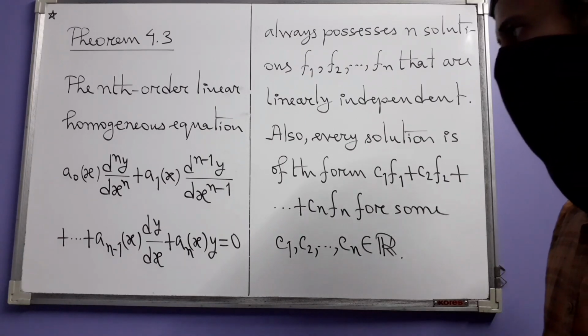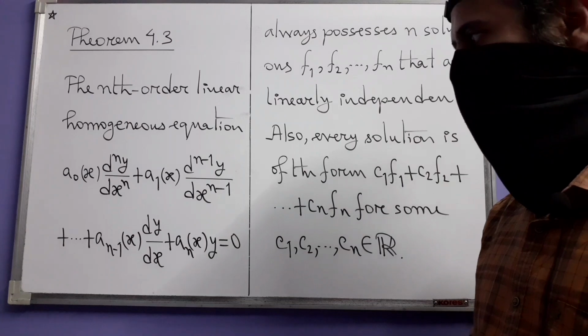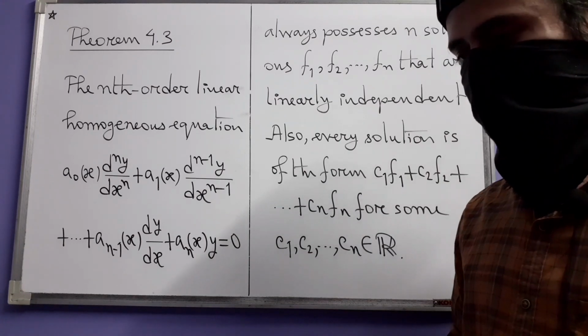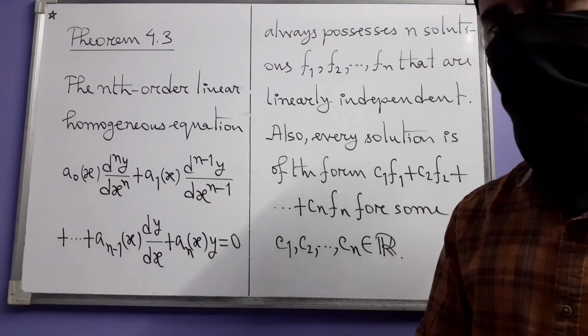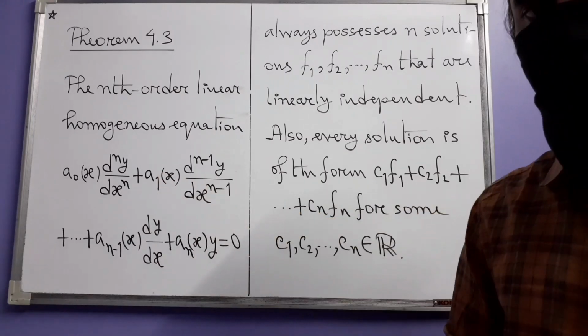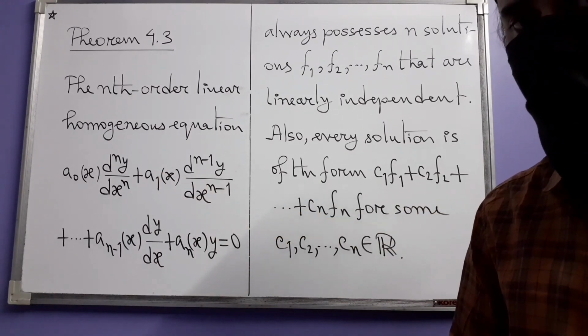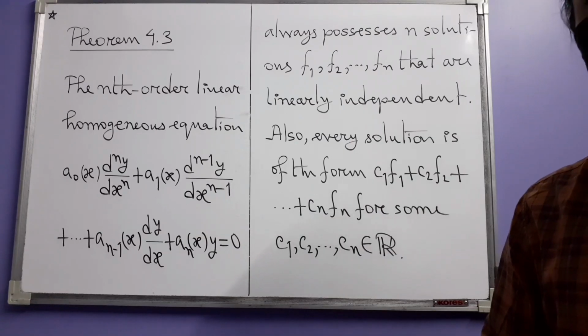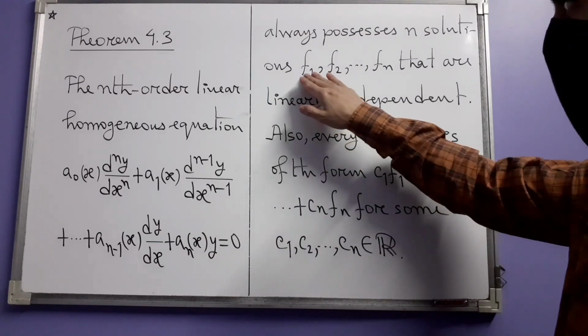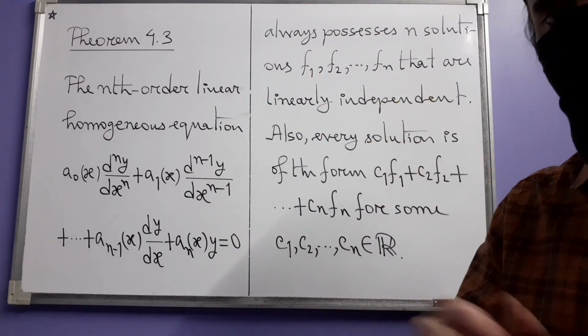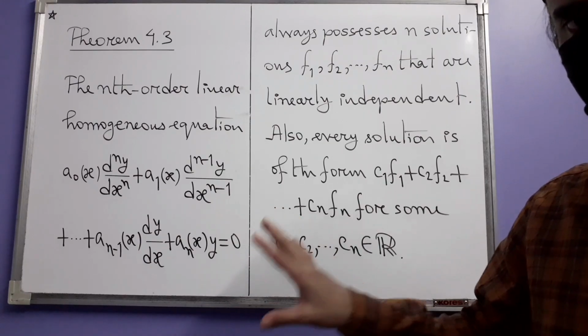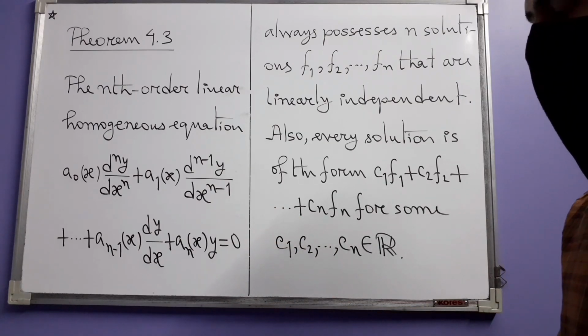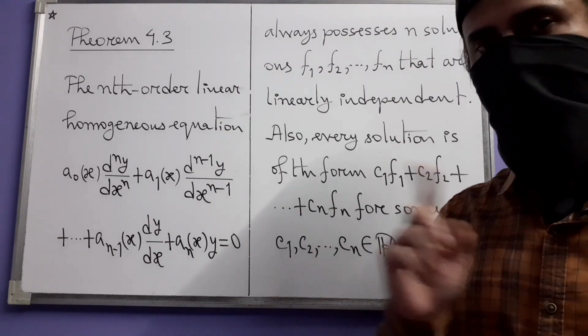So this just tells us that the solution space of such an equation, which actually is a vector space of functions, is n-dimensional with a basis consisting of n functions. That's what this tells us. In the next video, we are going to see more about this fact.